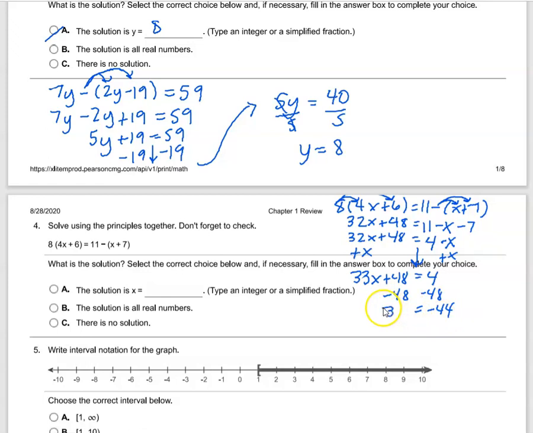And then we've got 33x on this side. So we'll divide by 33. And so x would end up being -4/3.